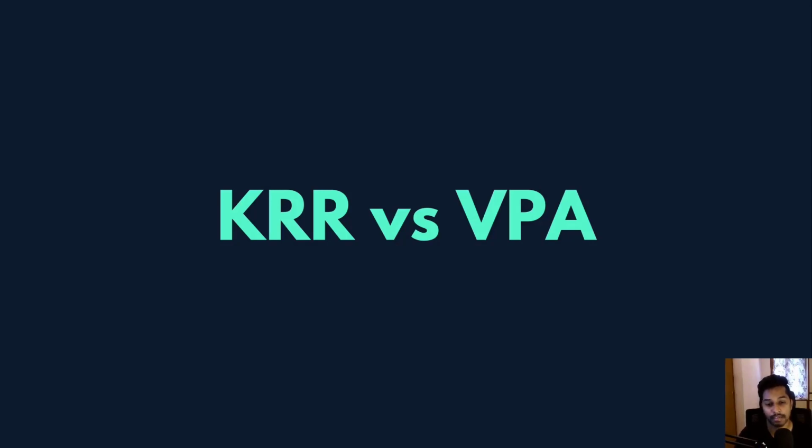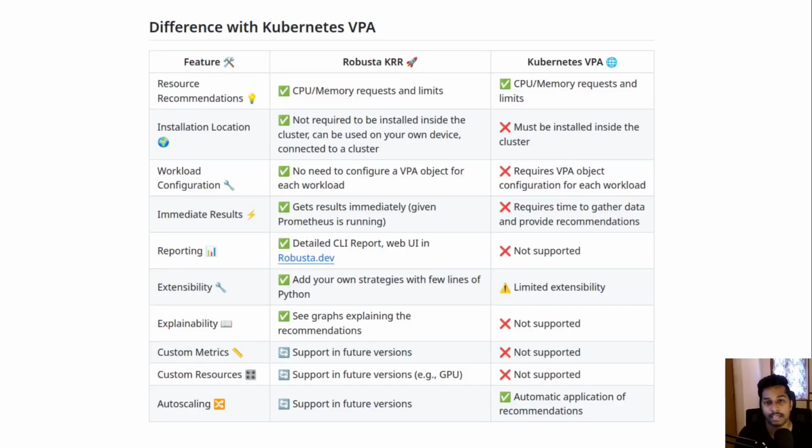How is KRR different from VPA? VPA is the Kubernetes vertical pod autoscaler. The key difference is that VPA runs in your cluster. VPA has to run in your cluster all the time, and you also need some time before VPA starts giving you some results, while KRR runs instantly and gives you results based on your existing history.